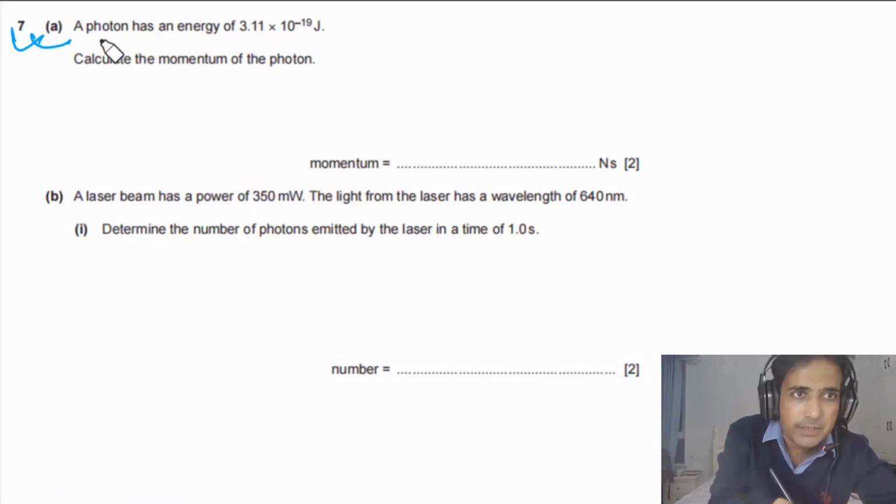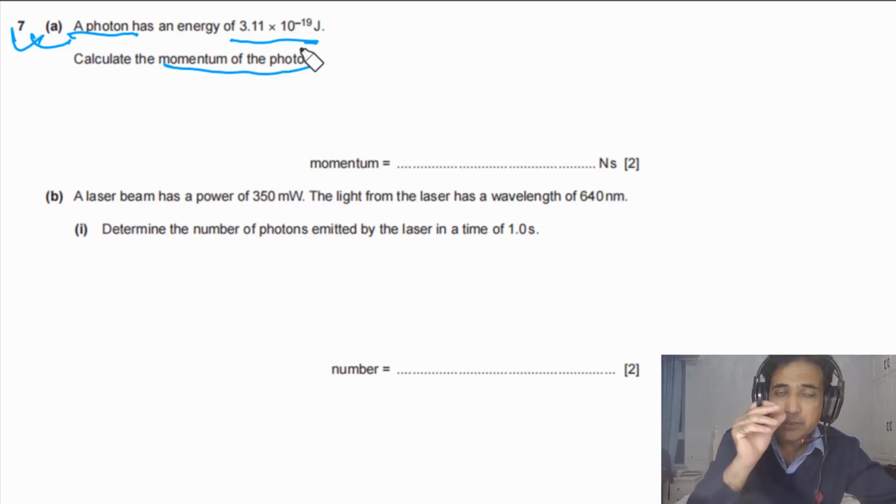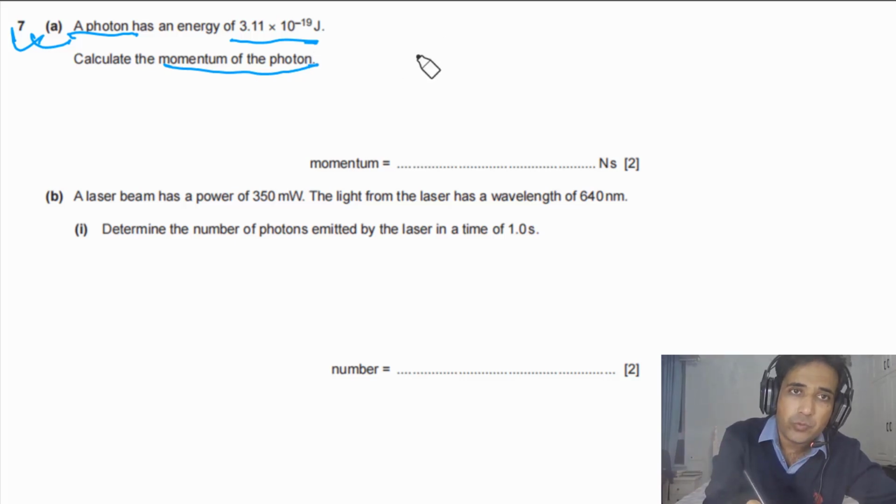Question 7 part A says, a photon has an energy of 3.11 times 10 to minus 19 joules. Calculate the momentum of the photon. So energy is given to us. Now we need to relate this energy with momentum. So how can we relate?